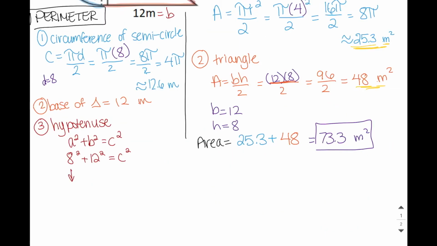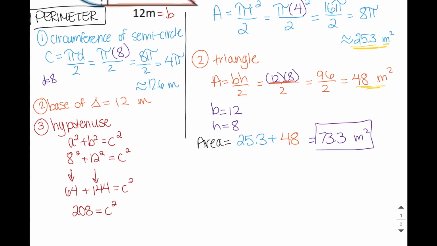So 8 squared is 64. I copy down the plus sign. Notice how I don't bring down the squared anymore because I've already done my squaring. 12 squared is 144 and then equals c squared. Now, since 64 and 144 are on the same side, I can go ahead and add them together. And when I add them together, I get 208.